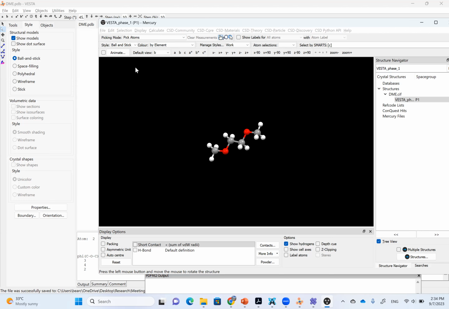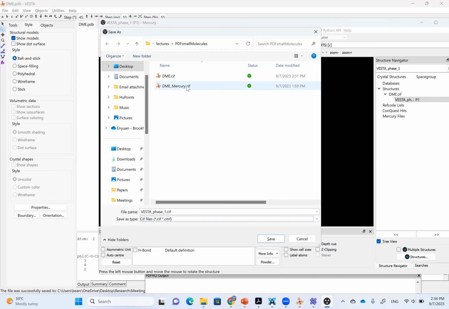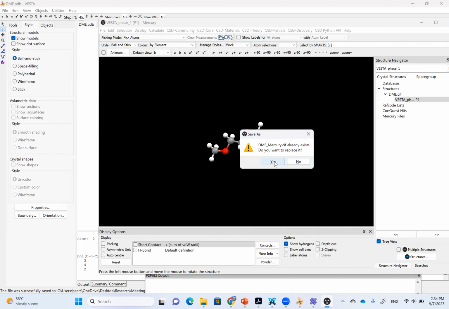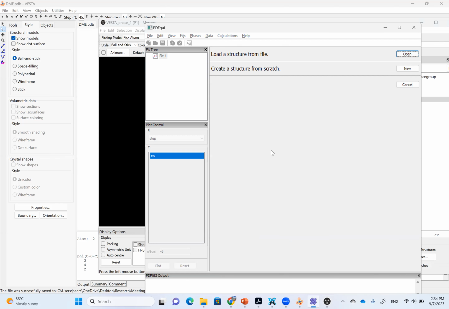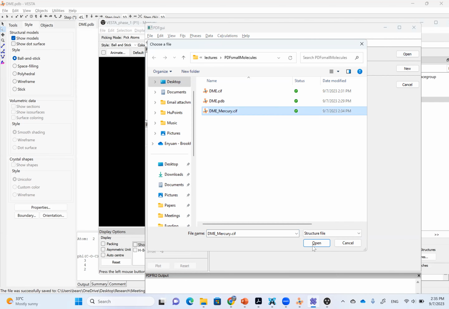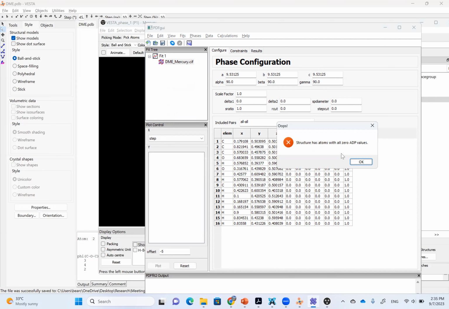output this, save as, still zip file, but now we name it as DME Mercury. Okay. So to indicate this is a different format of the zip file, say yes. Okay, now let's see if the compatibility issue has been solved. Let's load, open, Mercury. Yeah, here we go. This is one message, but it's complaining about the ADP, right?